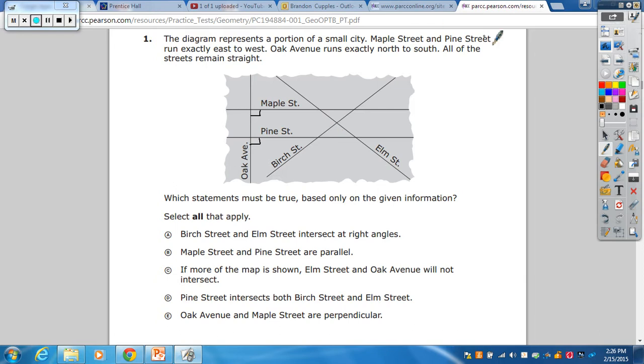But there was nothing up here that was shown to us that is telling us that, or that could lead us to a conclusion that we have right angles. So as a result, we're going to cross that one off. We do not know that one for sure.